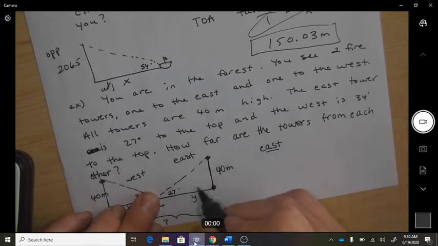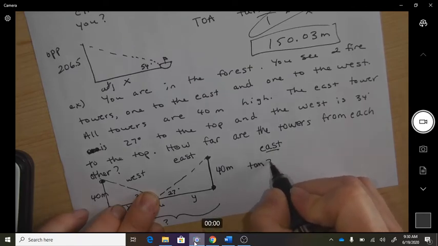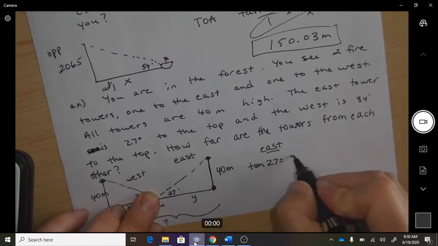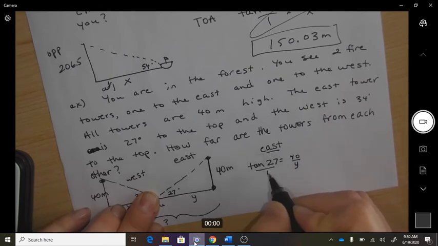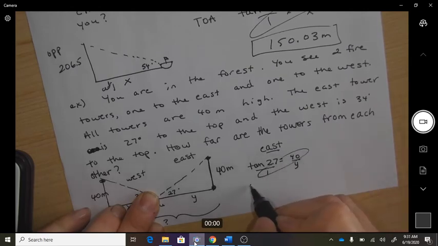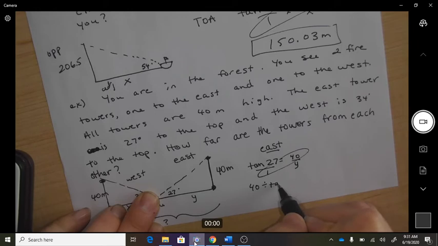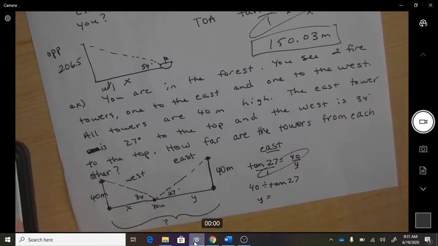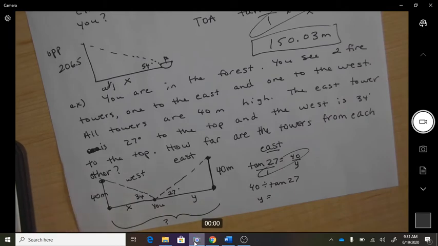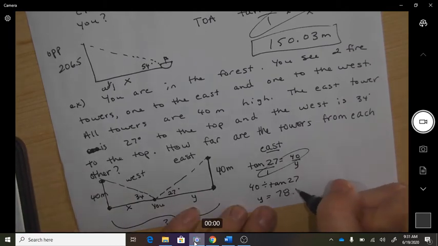So on the east I have opposite and adjacent, so tan 27 equals 40 over y. So here I'm doing 40 divided by tan 27. So that's 78.50.